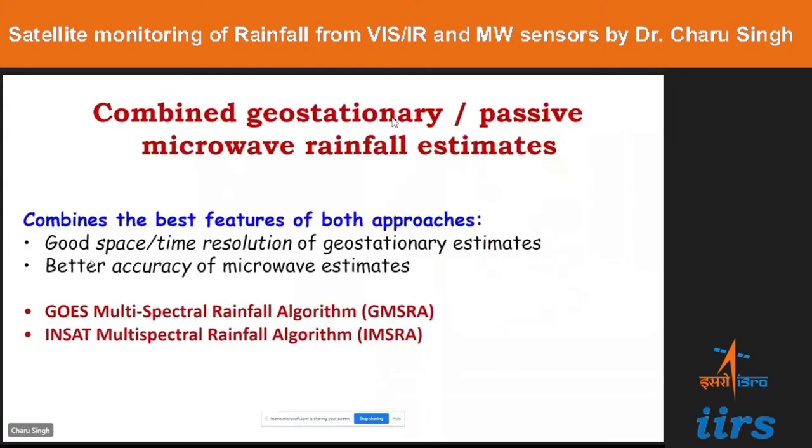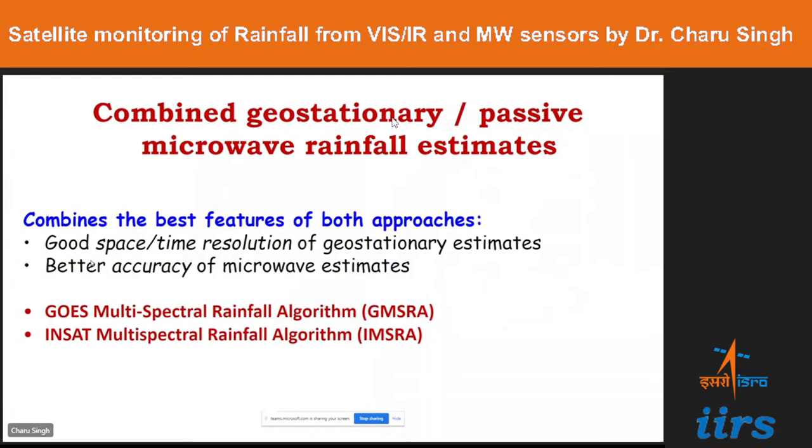When we combine the estimates from the geostationary and passive microwave rainfall, we get the best features. We get the good space time resolution of geostationary estimates because we are getting the IR based output. At the same time, we are also using the microwave estimates for the scattering and emission of microwave energy due to the presence of the ice crystals as well as the water content. So this method provides us better accuracy. We are getting both advantages if we combine the best features of IR and microwave.